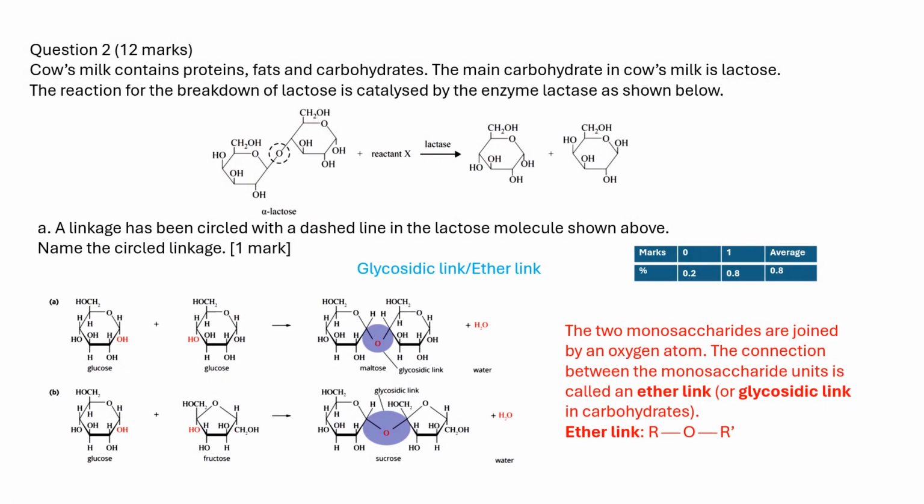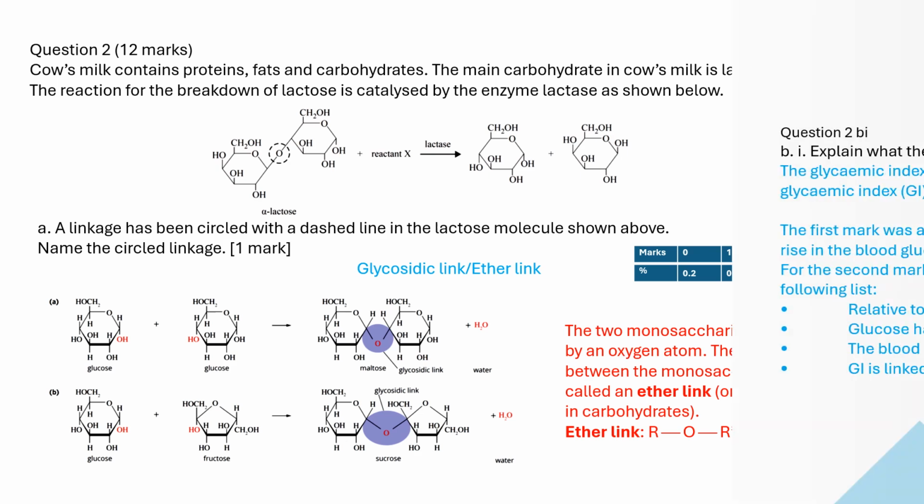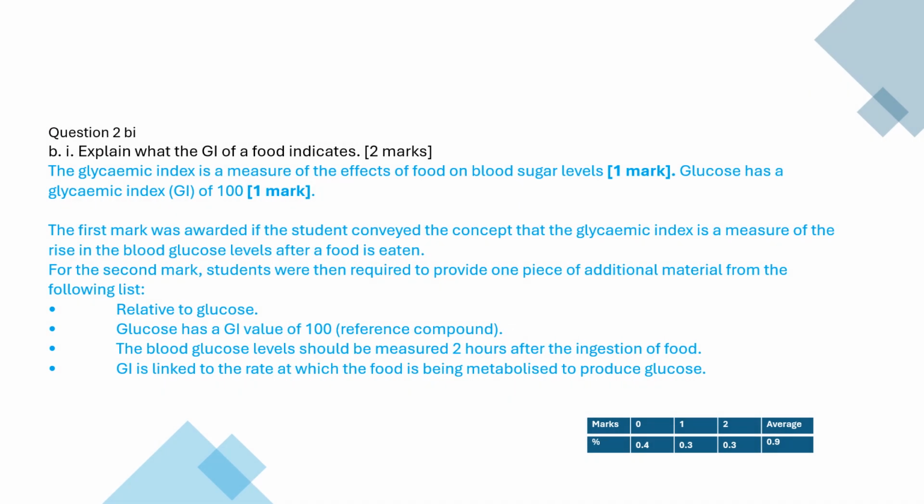The two monosaccharides are joined by an oxygen atom. The connection between the monosaccharide units is called an ether link, which is called a glycosidic link in carbohydrates. 2 marks cover 2 points.